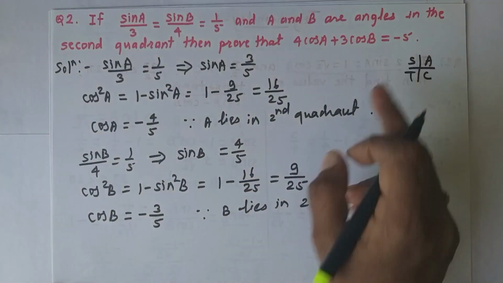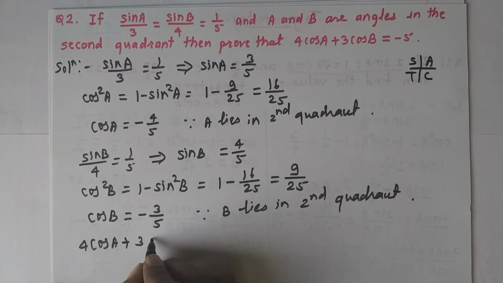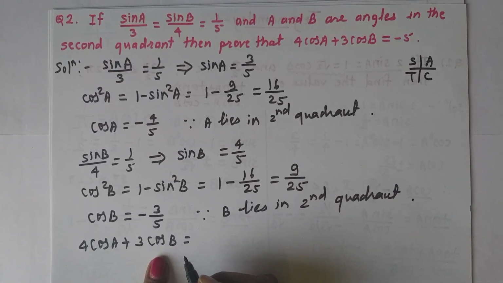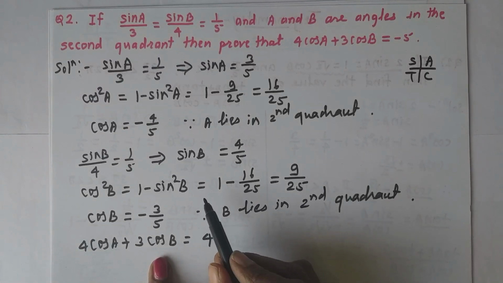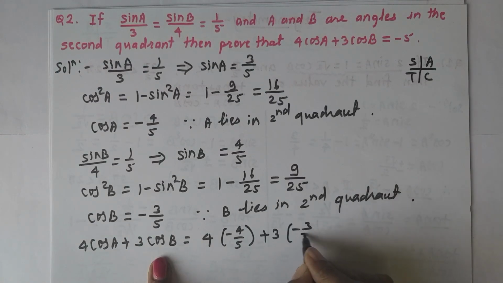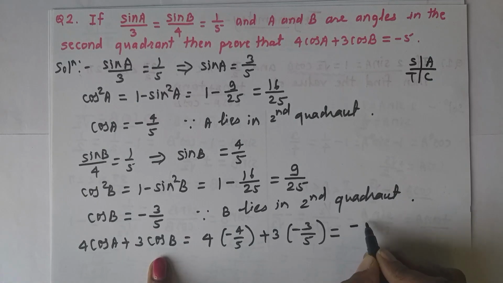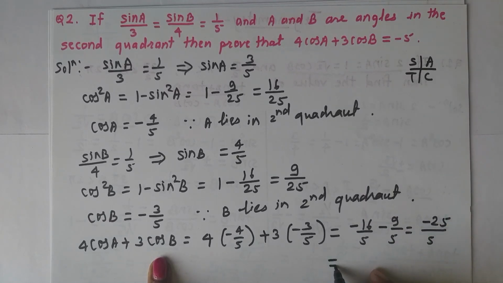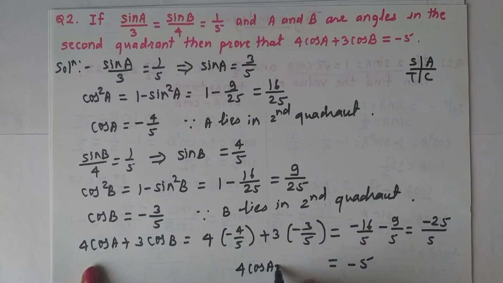Now we have to prove that 4 cos A plus 3 cos B is equal to minus 5. Now take the left hand side, 4 cos A plus 3 cos B. Now keep the value of cos A. See here, cos A is minus 4 by 5. Now 3 times cos B, minus 3 by 5. And this will be minus 16 divided by 5 minus 9 divided by 5. Take the LCM. This will be minus 25 divided by 5, that is equal to minus 5. In this way, we have proved 4 cos A plus 3 cos B is equal to minus 5.